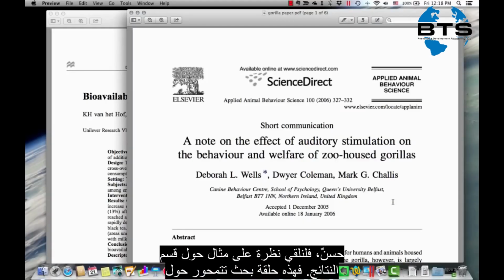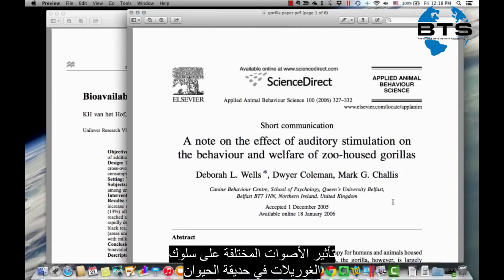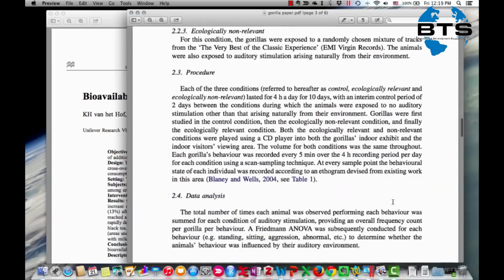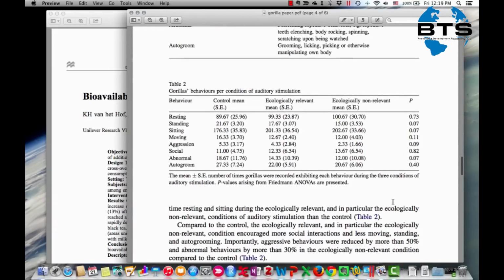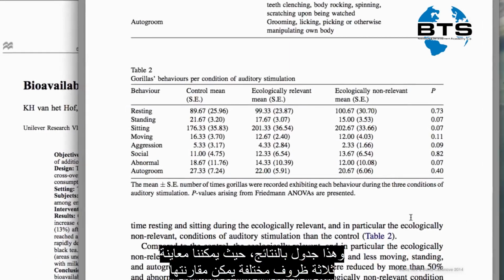Okay, let's look at an example of a results section. This is a research paper about the effect of different kinds of sound on the behavior of gorillas in the zoo. And here is the table of the results.